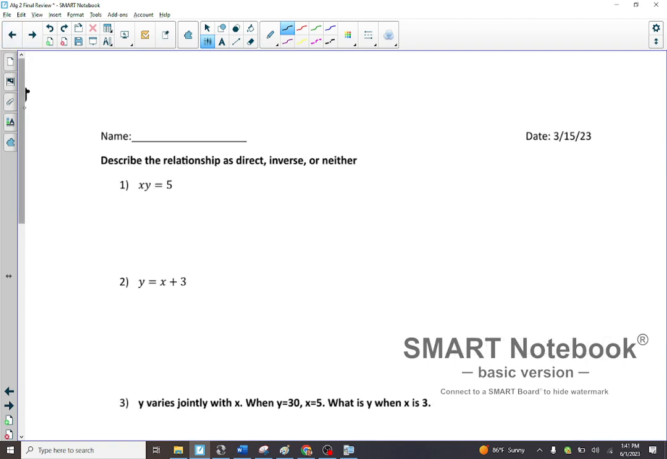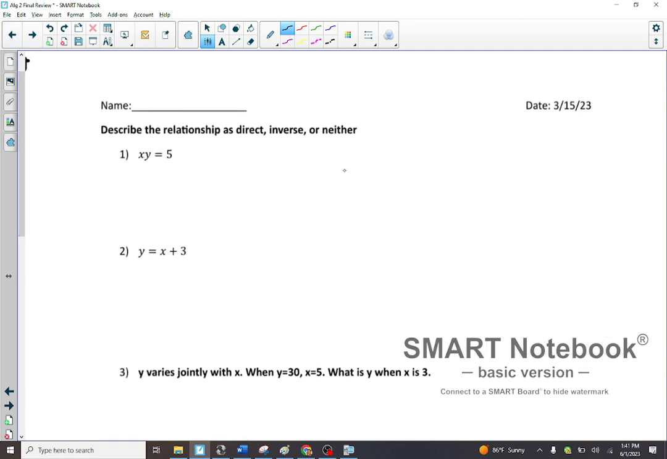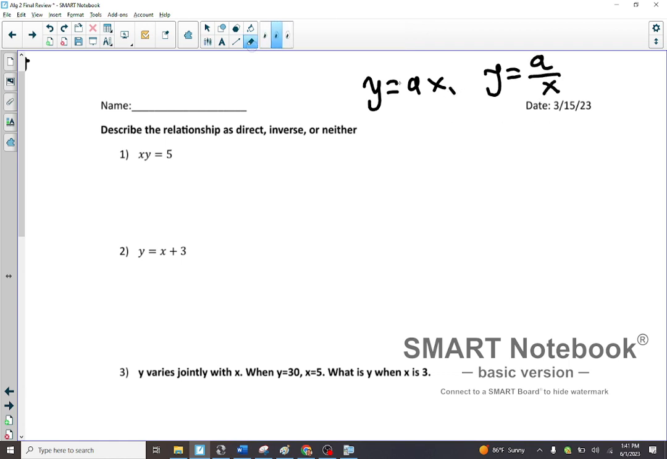Yeah. All right, first, direct, inverse, and neither. Remember, a direct relation is y equals a times x, while an inverse relationship is y equals a divided by x. So it depends where your x is, or where your variables are, relative to a. If it's below it, it's inverse. If it's next to it, multiplied to it, it's direct. There's no plus or minuses. If there's a plus or minus, it's neither direct nor inverse.